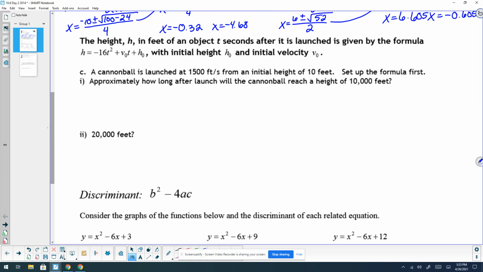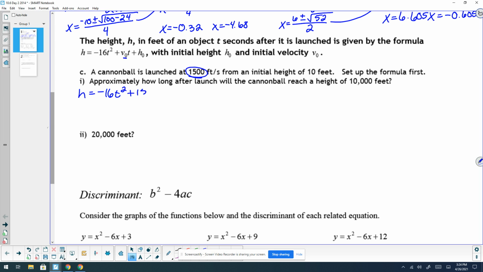Now on to our story problem, just like what we did in day 1. Cannonball is launched at 1,500 feet per second. That's going to be my initial velocity, or my V0. So I can have h equals negative 16t squared plus all of that beginning part that I've written down so far is always going to be that way. H equals negative 16t squared is always going to be there.